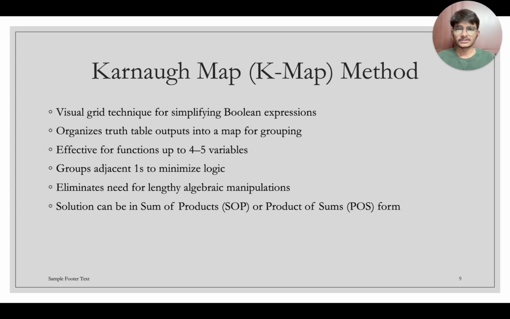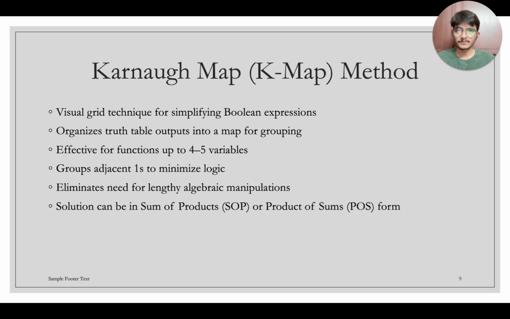It organizes truth table outputs into a map for grouping. It is also effective for functions up to 4 to 5 variables. Unlike the algebraic method, which is used for simplified functions, we use the Karnaugh map for more complex functions, which contain up to 4 to 5 variables. It groups the adjacent ones to minimize the logic. It eliminates the need for lengthy algebraic manipulations.